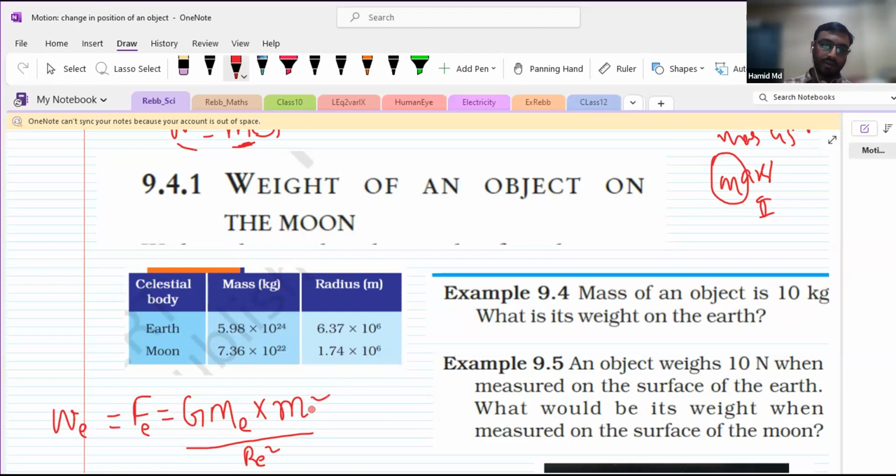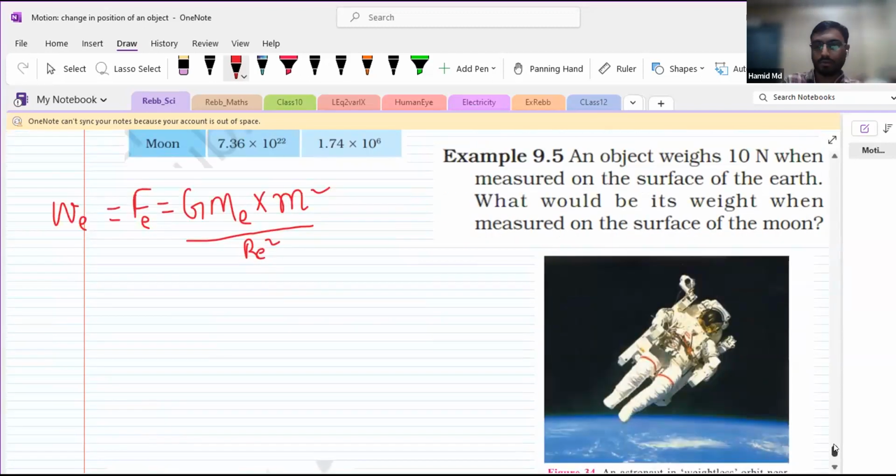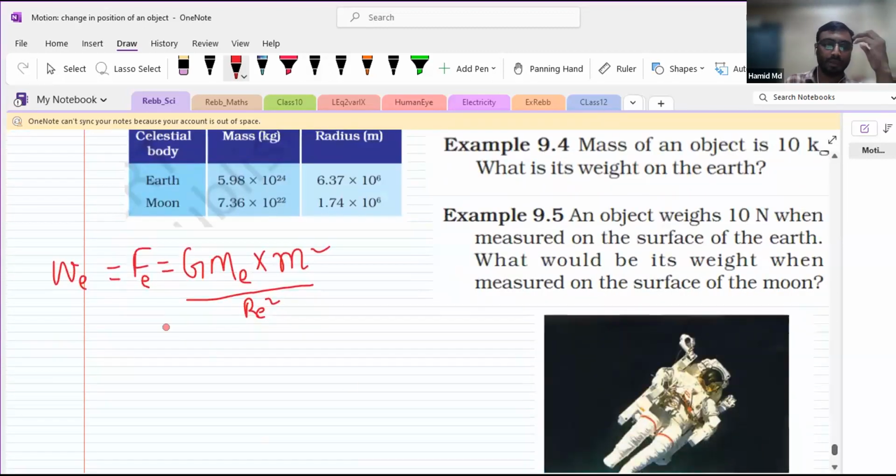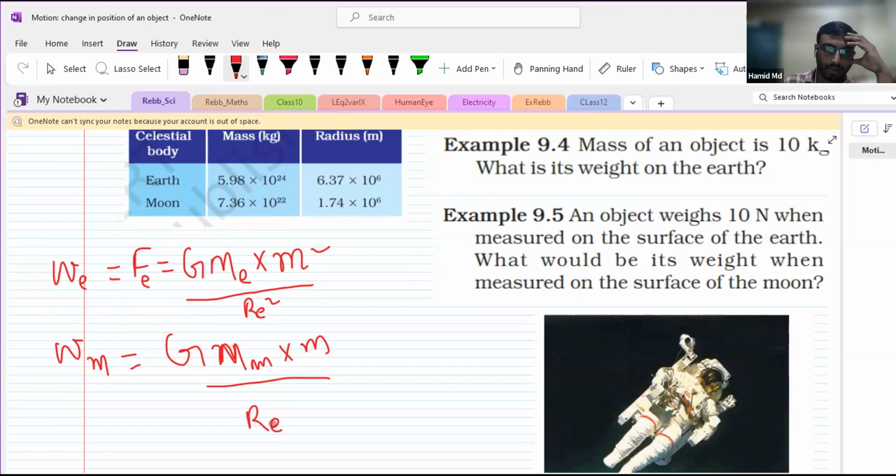Consider it's our weight, our mass. It's not weight, it's mass, where m is mass. And when we are on the moon, our weight will be W_M, and this will be, again, that constant G, mass of the moon, into the object mass, divided by r_m squared.